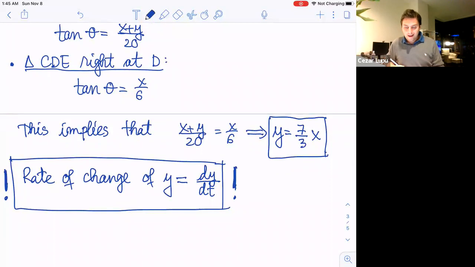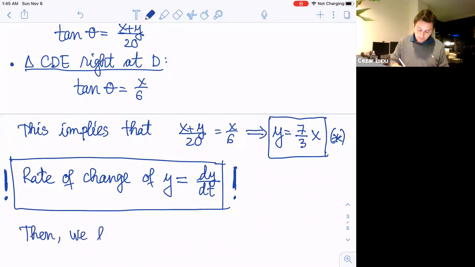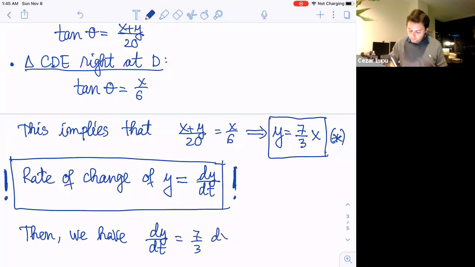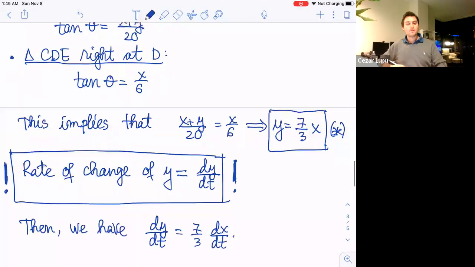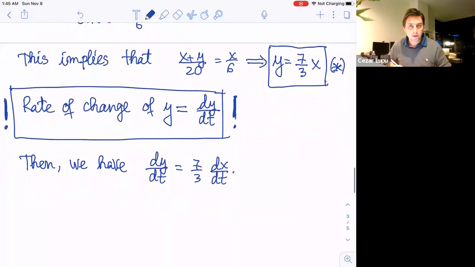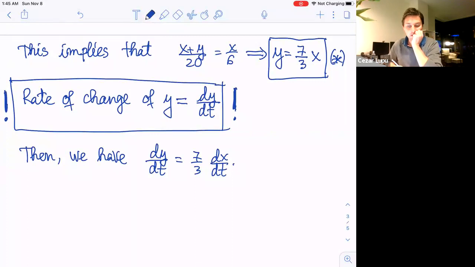Okay, and now this implies that, if you look at the equation here, let's call this star. Now we can differentiate with respect to t, and we will get that dy over dt will be nothing else than 7 over 3 dx over dt, right? It's just by differentiating star with respect to t. Okay, that's great. And now let's look back at the problem.